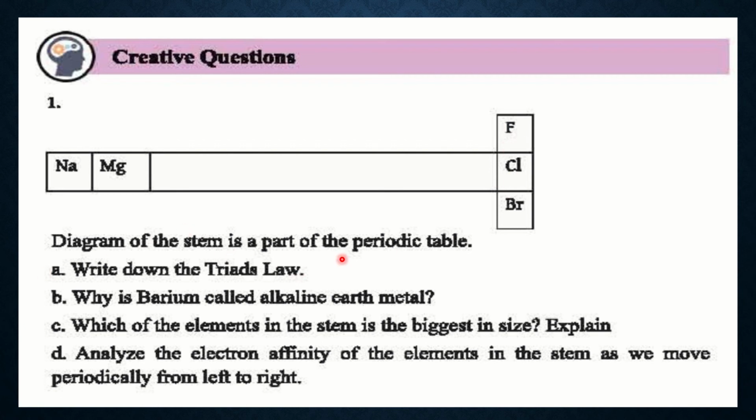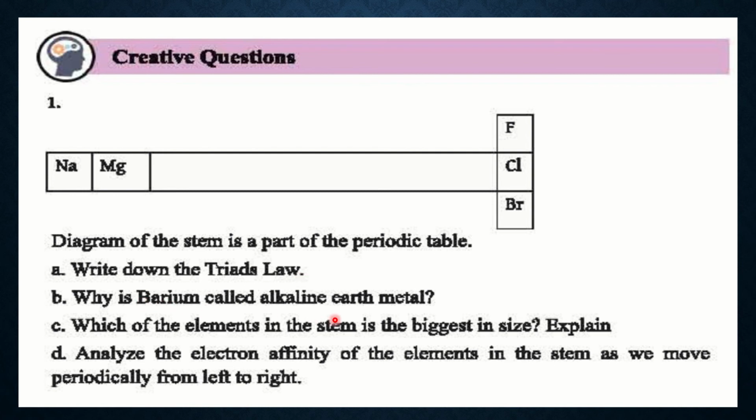The diagram of the stem is a part of the periodic table. Write down the triads law. You know the law. Triads law means if 3 elements are arranged according to their increasing atomic mass, then the mean mass of the first and third element is equal or nearly equal to the mass of the second element.